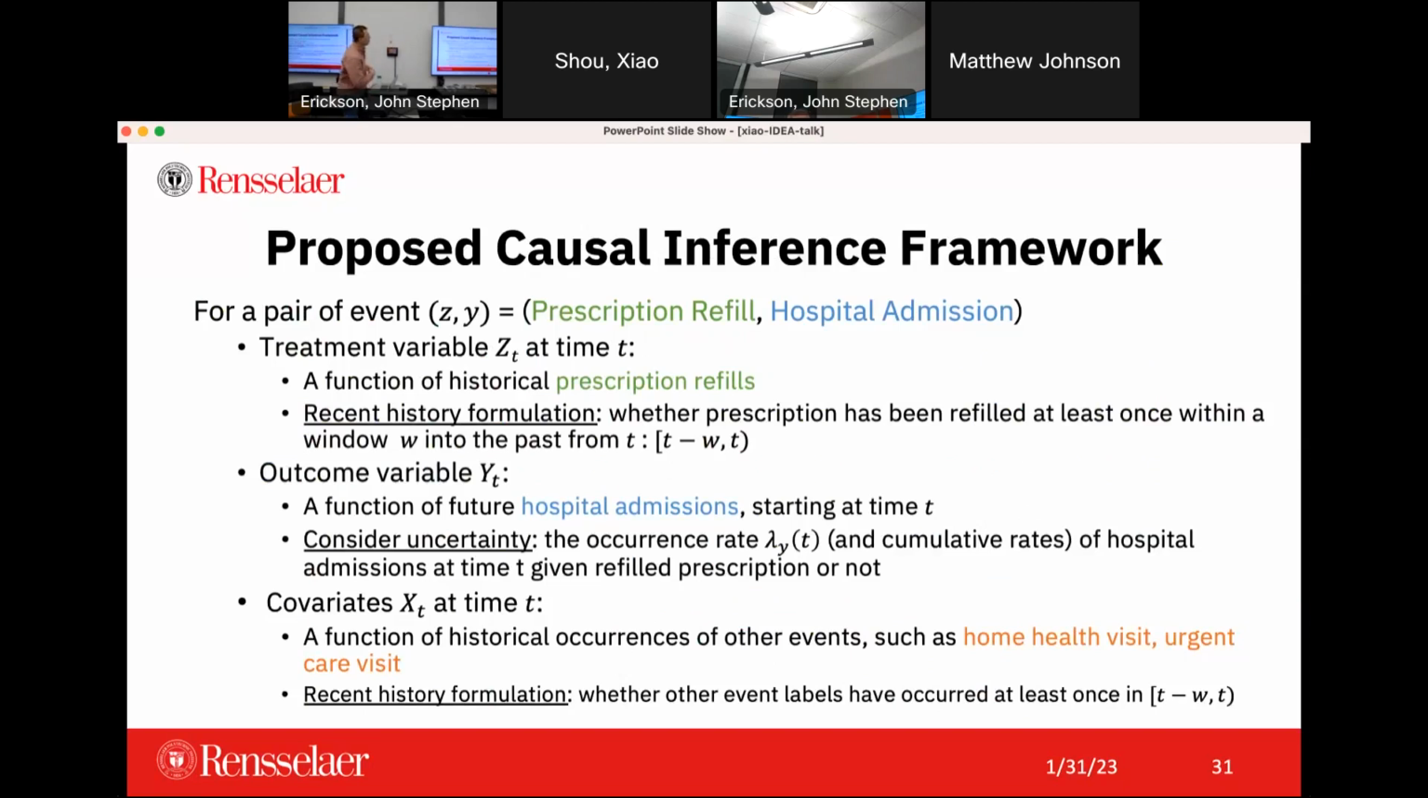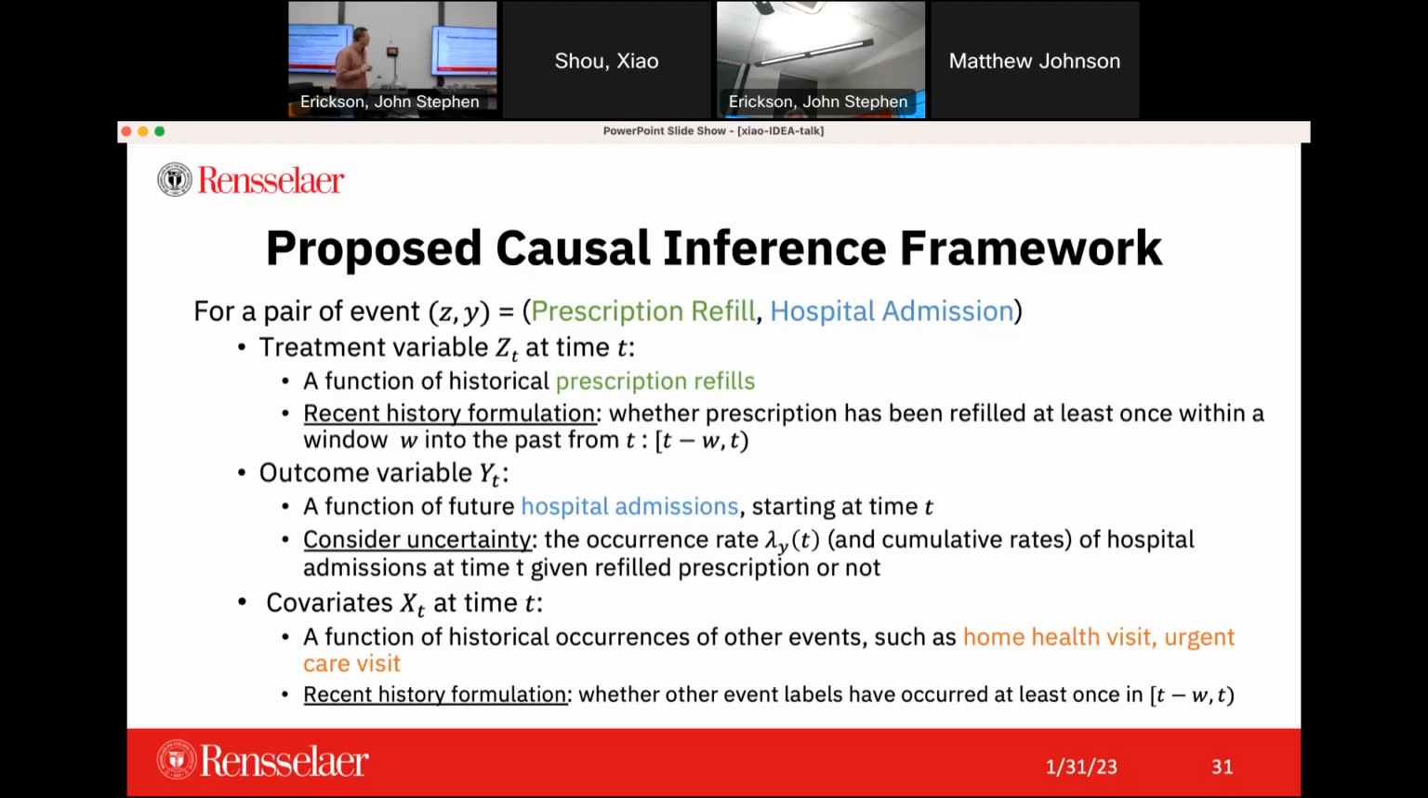So we're interested in parallel events, Z and Y, which I just mentioned, will be prescription refill and hospital admission. So we can define the treatment variable Z_t at time t. This will be a function of historical prescription refill. If we use the recent history formulation, that means at a certain point where we're interested, we can look at a window, maybe a week, to see if a prescription refill occurred in that window. If there is, then we say yes, and at this point treatment equals 1, right? It's the treatment group. And if no, then there is no treatment.